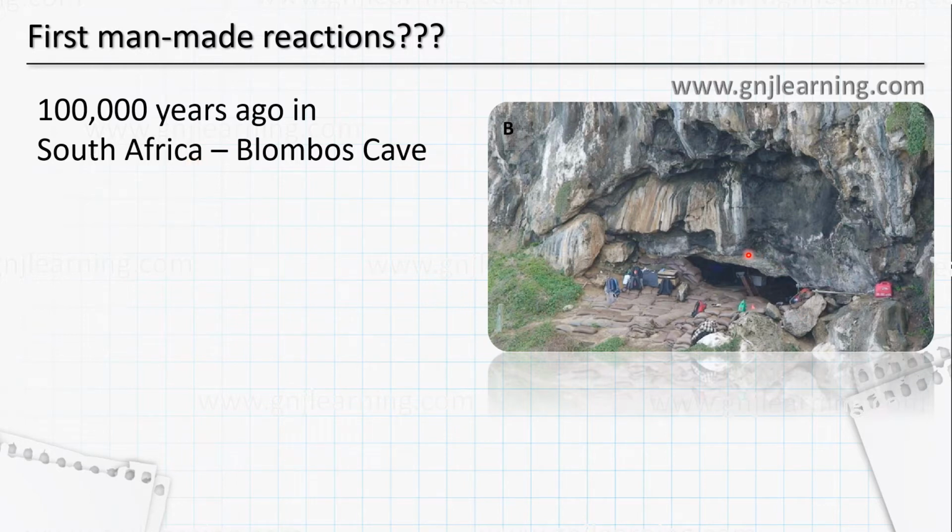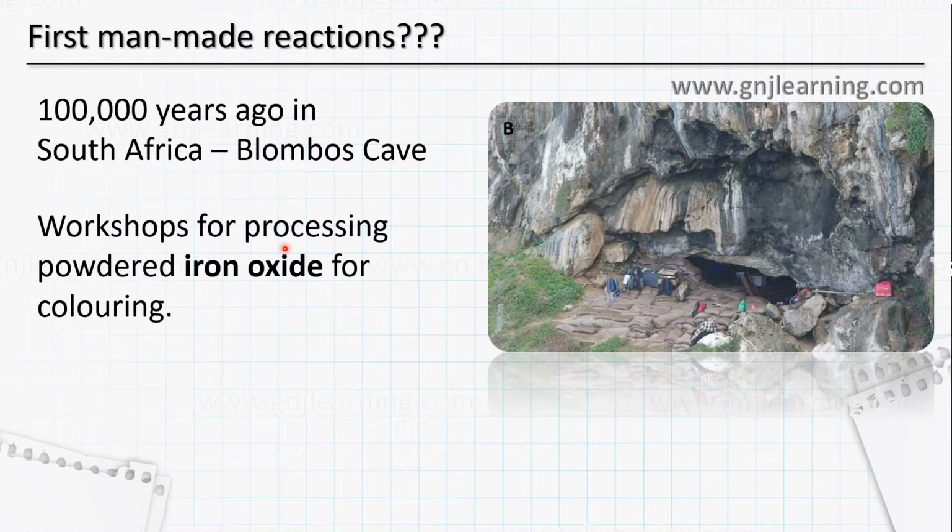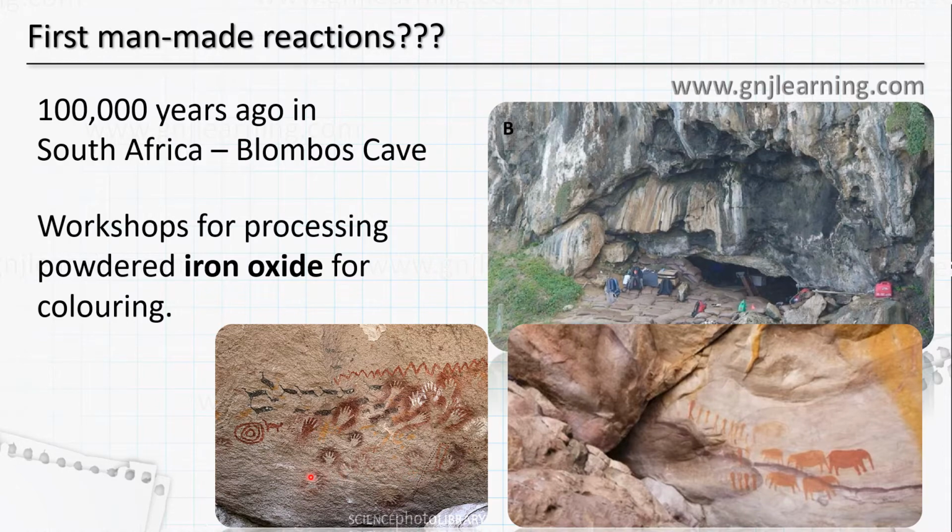In these caves, they have found the evidence for workshops. In these workshops they were processing iron oxide, which can be used for coloring, for making paintings on the walls of these caves, as well as for coloring the body. So evidence suggests that the first man-made handling of chemicals to participate or to give out reactions was somewhere around 100,000 years ago, or 1 lakh years ago. If you look into the paintings, you can clearly see that there are different types of colors. So you will see different colors here on the wall. That definitely says that they have the knowledge of these chemicals and how to handle them.